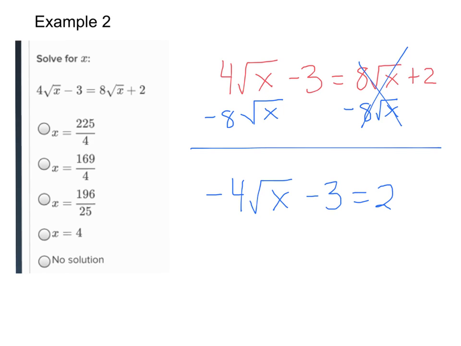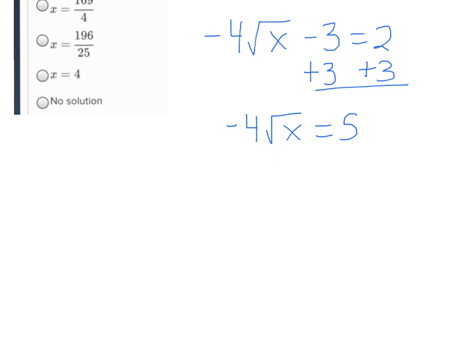And now the question is, how can I get that 3 on the right? Well, it's being subtracted, so I can add 3 to both sides like that. And so I have negative 4 square root of x equals 5. And remember, now I want to get rid of this negative 4 that's being multiplied by the square root of x. Well, the opposite of multiplication is division. So I'm going to divide negative 4 on both sides. And so I have square root of x equals negative 5 over 4.